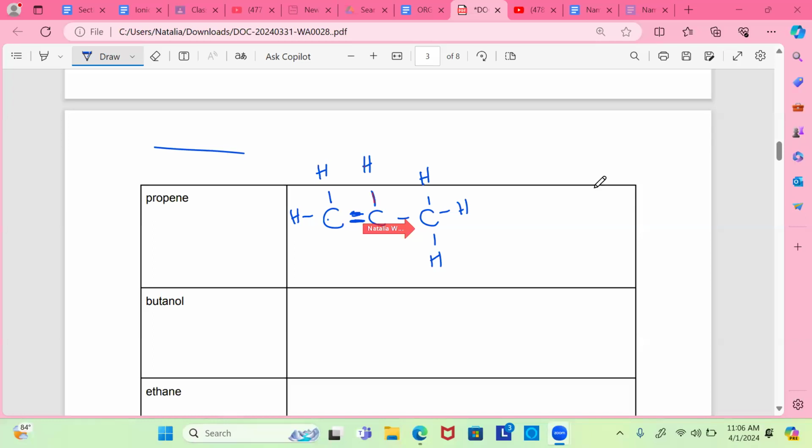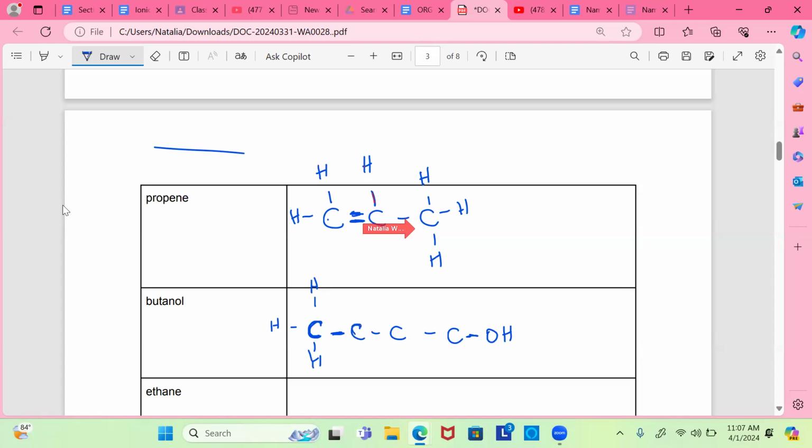So we have butanol. How many carbons should I draw? But, 4. What's the functional group? Hydroxyl. So I put in my hydroxyl. And then my goal is to make sure each carbon is bonded 4 times. So this carbon here is bonded only once. So I'm going to go ahead and put 3 hydrogens there to make the carbon bond 4 times.